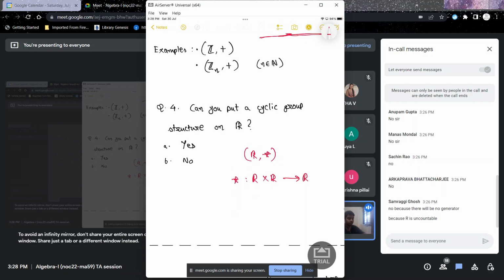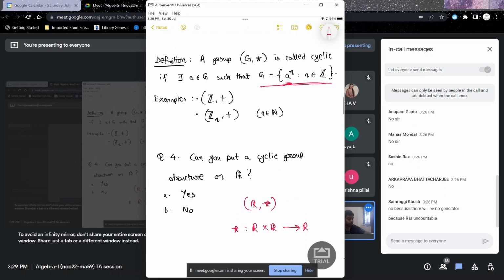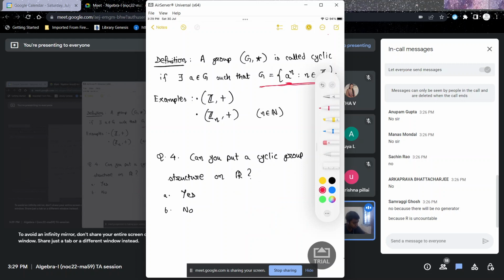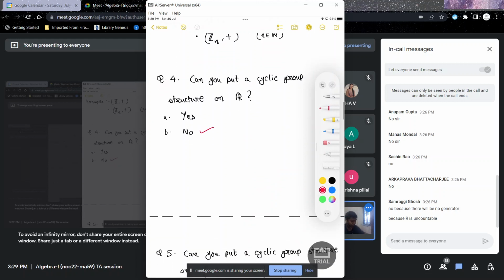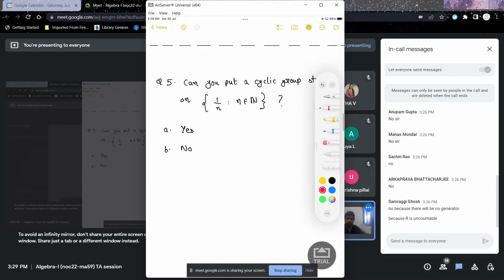And that's precisely your reason, right? Since R is uncountable, it is not possible to put a binary operation on R such that there is an element in R such that every element of R is an integral power of that element. In other words, if you could put a cyclic group structure on R, then R would become countable, which is obviously stupid to ask. So the answer to this one will be no. Very good.